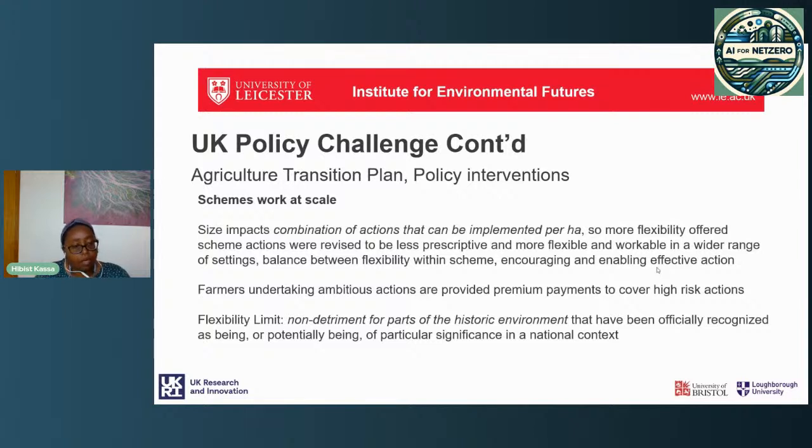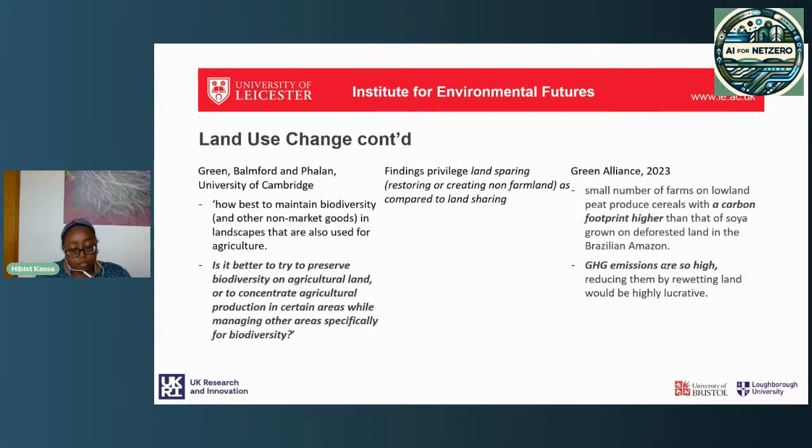So in the UK and England, the transition plan is framed so that the schemes are oriented to work at scale, but at the same time have some degree of flexibility within the scheme, encouraging and enabling effective action. Farmers undertaking ambitious actions are provided premium payments to cover high risks, but there are also limits in terms of parts that deal with the historic environment. And so the flexibility limit is set up there. But there's interest in trying to understand learnings from feedback from farmers in terms of what has worked and what hasn't worked, the evolution of the policy landscape in the UK, as it has played out in England.